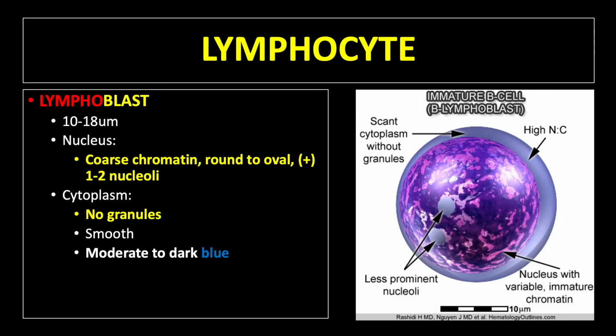So let's talk about the first stage, which is the lymphoblast, which is immature. The size of the cell is 10 to 18 micrometer, with a nucleus that has coarse chromatin that is round to oval with 1 to 2 nucleoli. So the cytoplasm basically has no granules since lymphocyte belongs to the agranulocyte series. They have smooth cytoplasm with moderate to dark blue color.